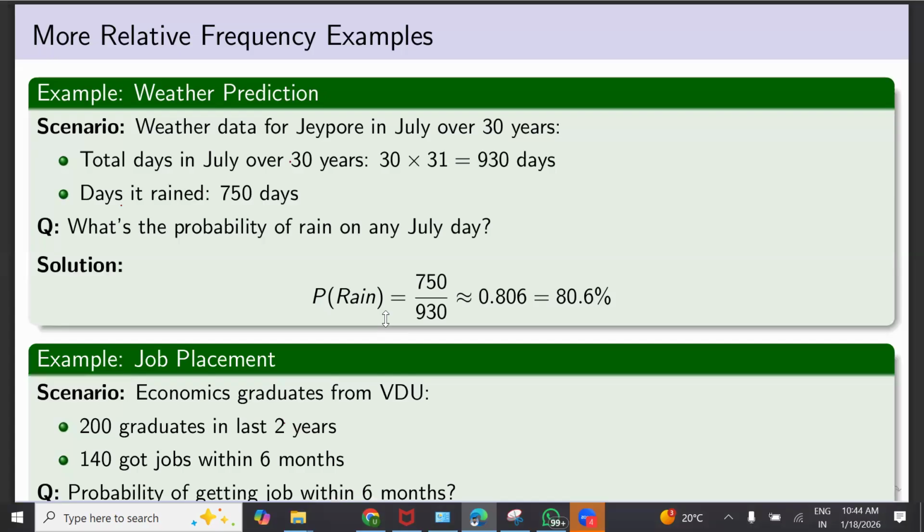Okay. Now similarly, job placement. Let's say there are economics graduates from Bikramdev University. So there are 200 graduates passed in the last 2 years. 140 got a job within 6 months. So what is the probability of getting a job within 6 months? Okay. So simply you can divide 140 upon 200.